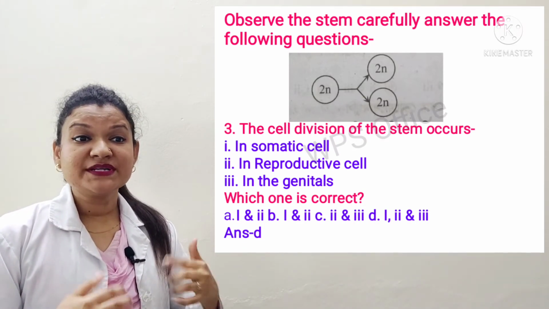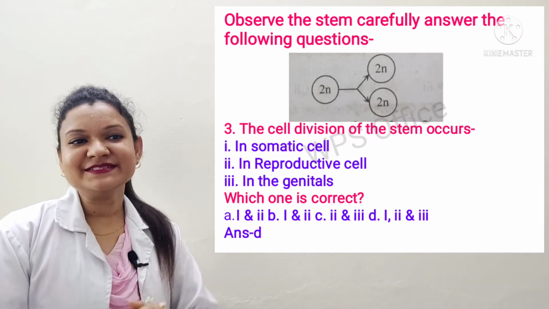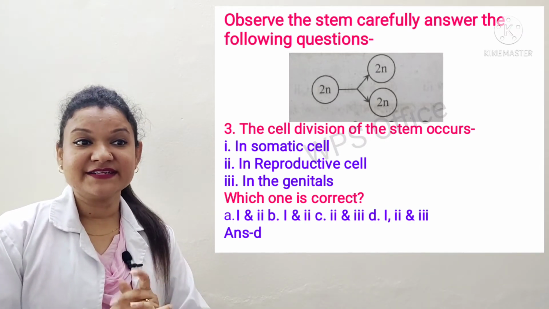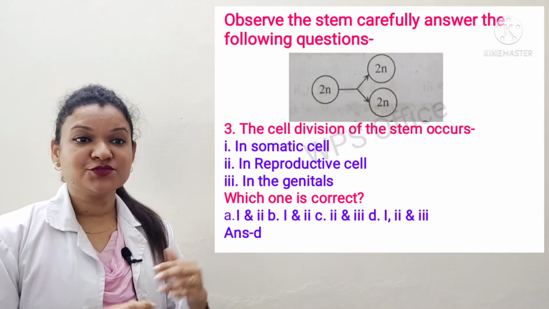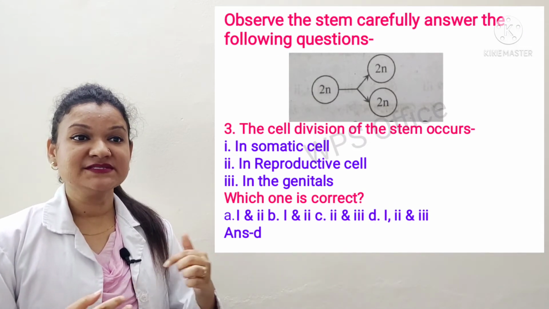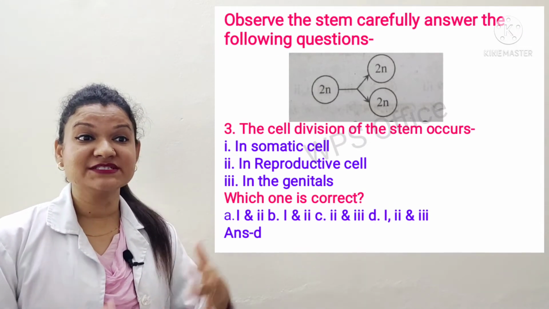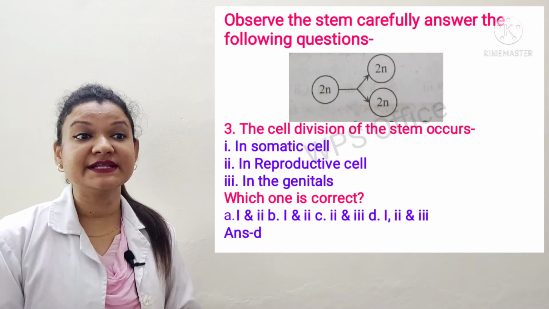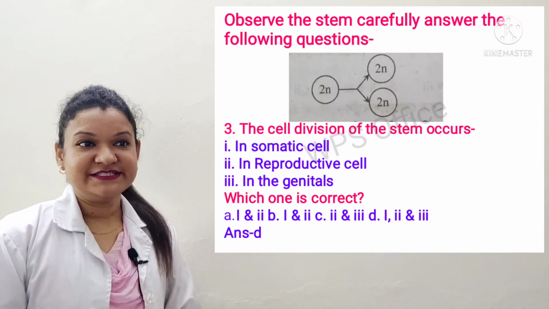So which one is correct? I think you can guess the answer. Yeah, that is number D. That means 1, 2 and 3. That means the cell division of the stem occurs in somatic cells, in reproductive cells and in the genitals.